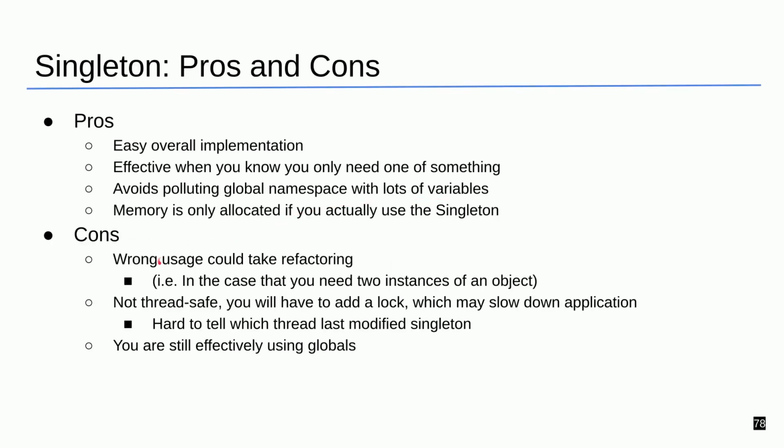Okay, the cons. Wrong usage could take some refactoring, meaning, if we really didn't need only one configuration manager and we find out we need 2 or 3, we have to break this pattern and re-implement some classes. When we talk about multi-threading, this isn't thread safe, so you're going to have to add a lock if there's any shared data. That might slow down your program because you're adding locks on a shared resource. And you're still effectively using globals in this sense, which we might try to discourage again for performance.